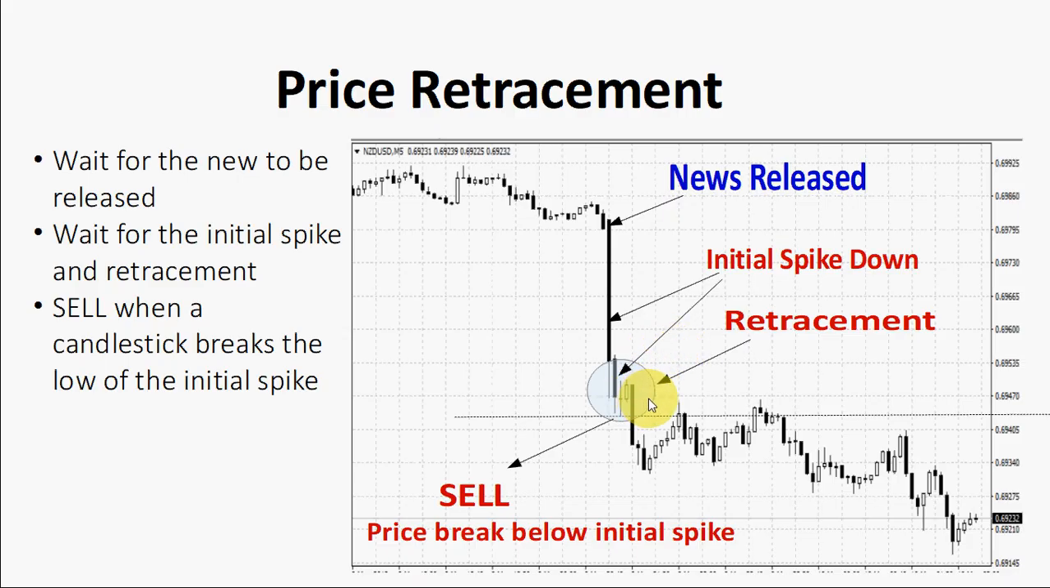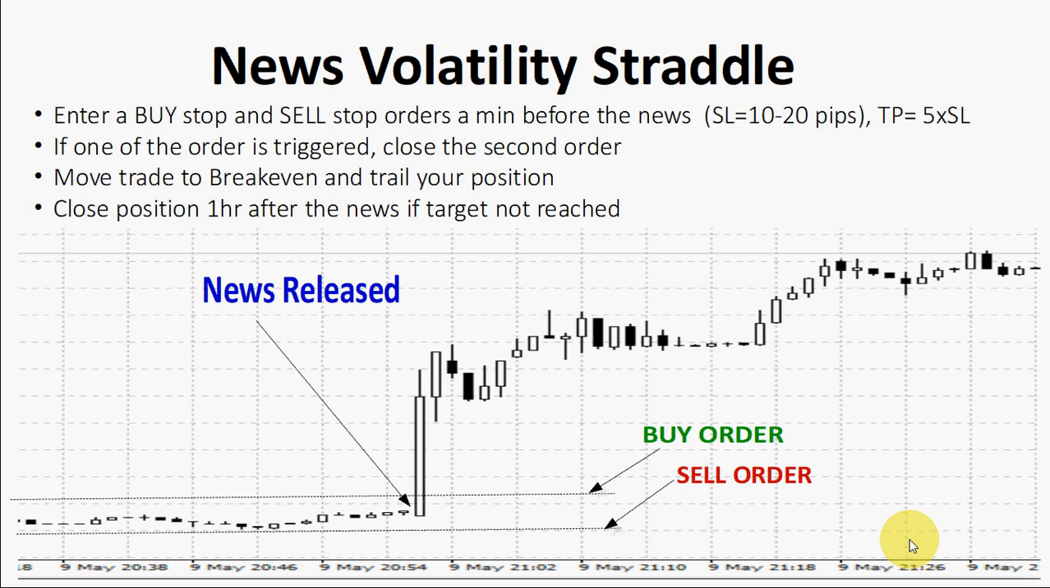And how much is that stop loss? You calculate it. Let's say it is 10 pips or 20 pips. Multiply that by 3 or 4 or 5 as a risk reward ratio, depending on how you feel about the market. That will be your take profit. Okay, that's the first strategy. The second strategy is called the news volatility straddle.